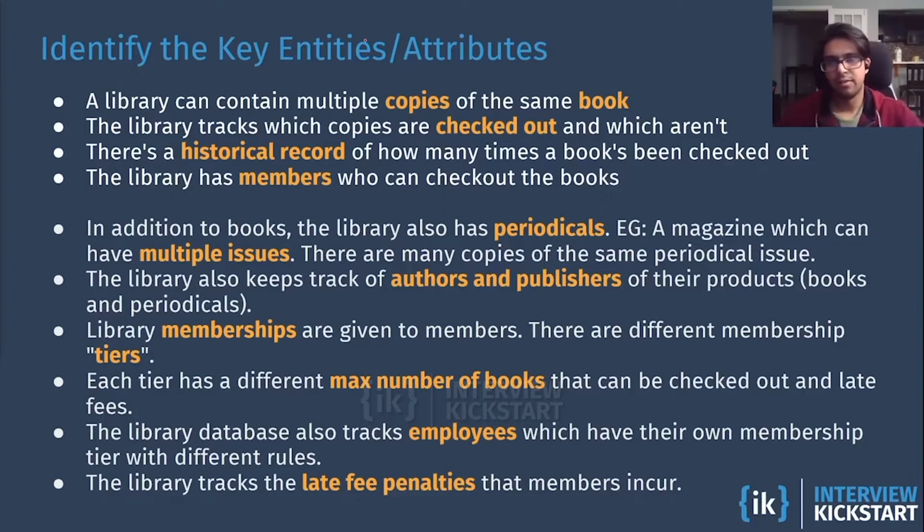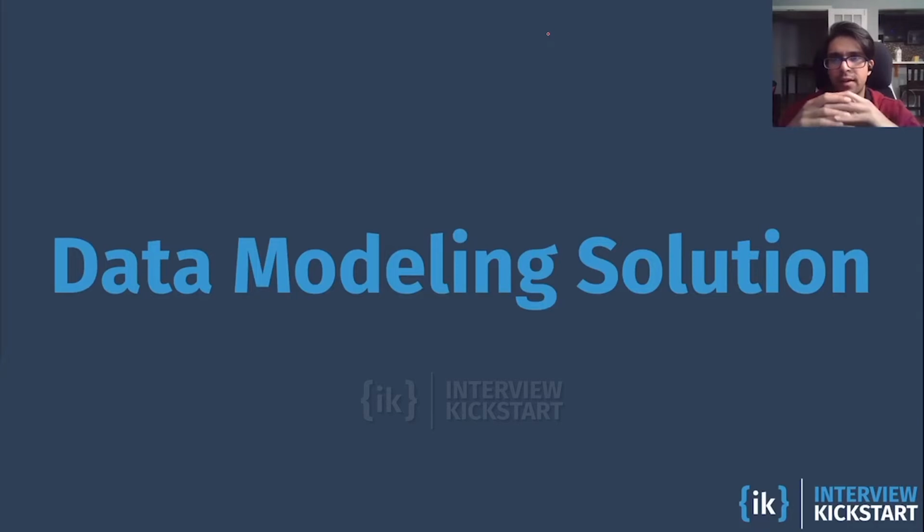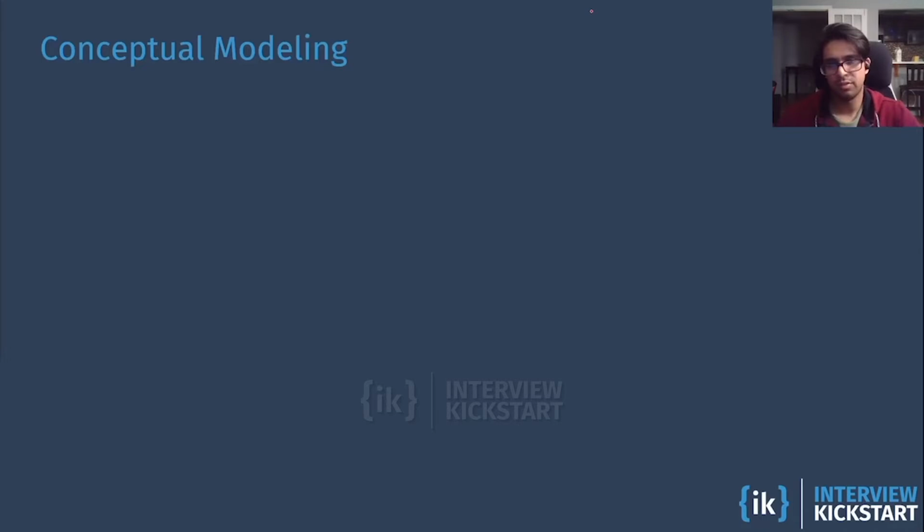Okay, so I've broken down my requirements, and I have an idea, and you saw as I did that, I was forming the picture in my mind of what the joins and what the entities are going to be and what it's going to look like. So now I'm basically ready to step into the data modeling solution. And again, for this example, we're going to go through all three steps: conceptual, logical, and then physical modeling.